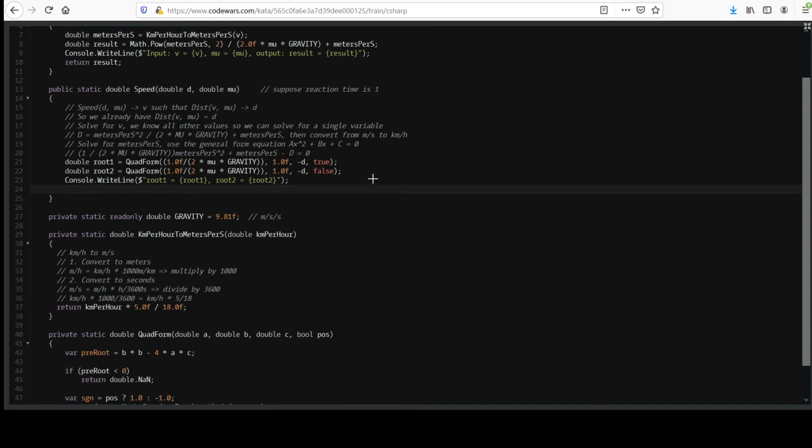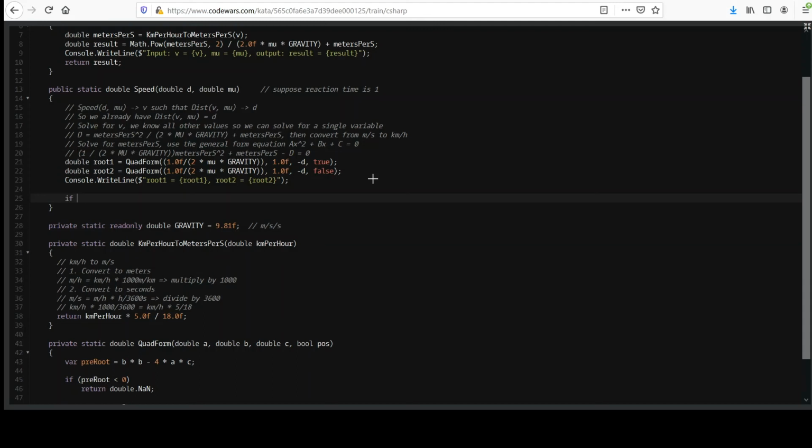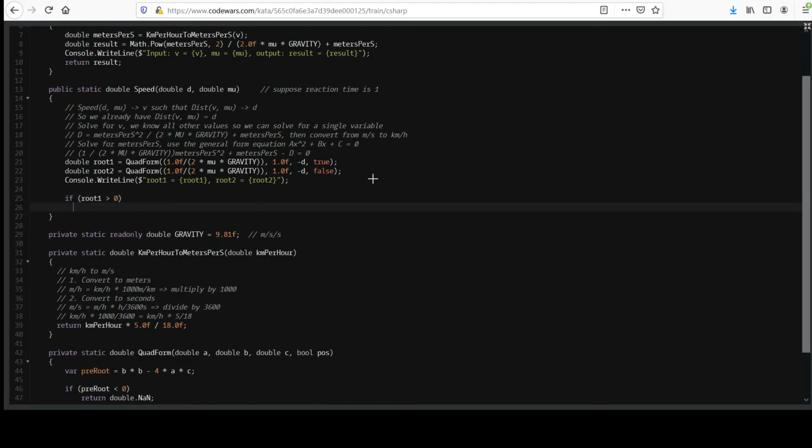Basically, I'm just going to take whatever root comes out positive. If that's the first one, great. If root 1 is greater than 0, I'm going to return it. But remember, we did our calculations in meters per second, and they're expecting a v value in kilometers per hour. So we have to convert back. When we went from kilometers per hour to meters per second, we multiplied by 5/18. To go back the other way, we can do the reciprocal.